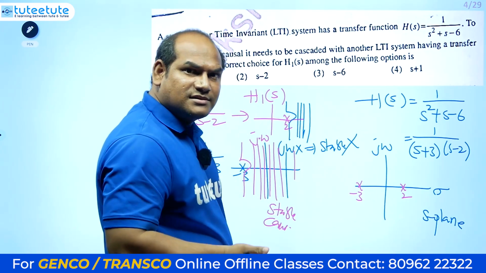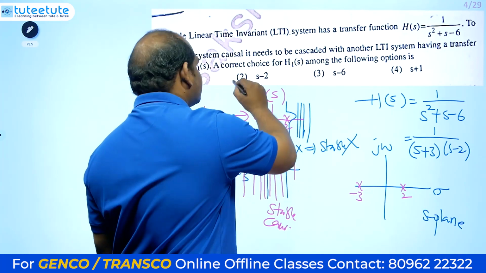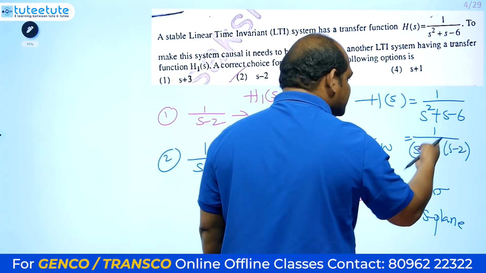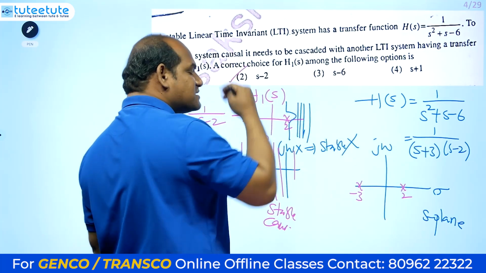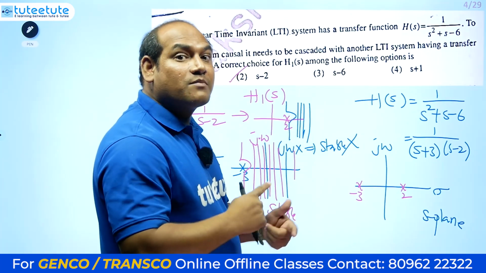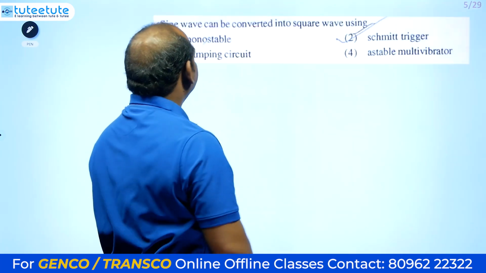So the stable and causal condition is satisfied. So the answer is this one. When you cascade this given system with the system having the impulse response s minus 2, then the overall system will become causal and stable.